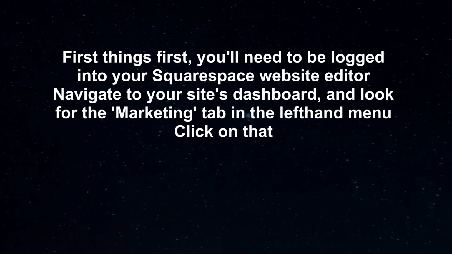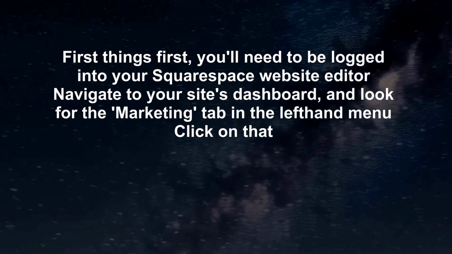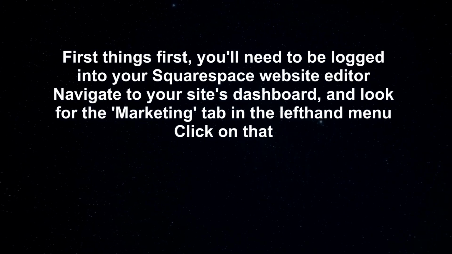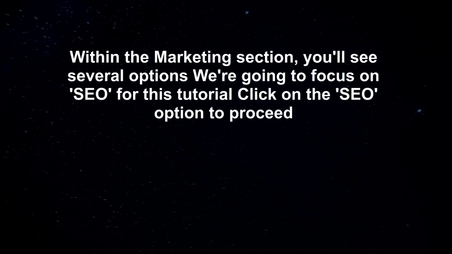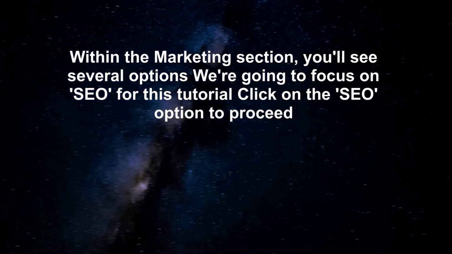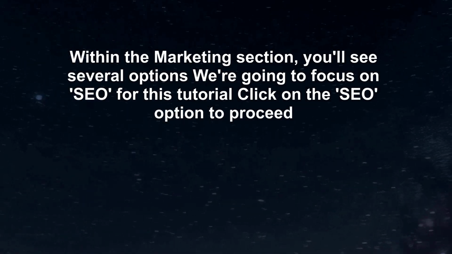First things first, you'll need to be logged into your Squarespace website editor. Navigate to your site's dashboard and look for the Marketing tab in the left-hand menu. Click on that. Within the Marketing section, you'll see several options. We're going to focus on SEO. For this tutorial, click on the SEO option to proceed.